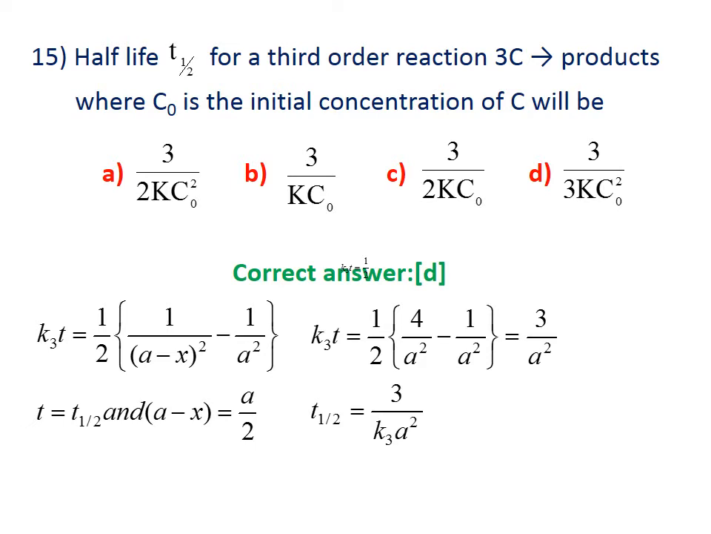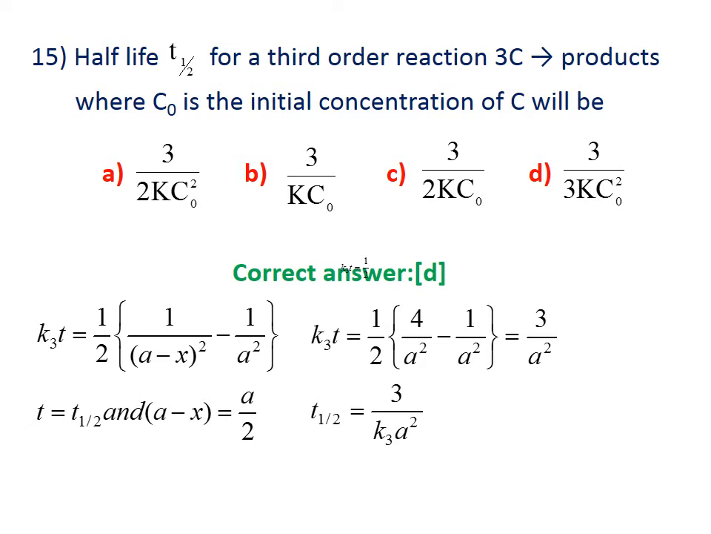The half-life T half for the third order reaction 3C gives product, where C0 is the initial concentration of C. Here we are going to calculate the half-life period for the third order reaction. You know very well the half-life period for the third order reaction is inversely proportional to the square of the initial concentration. Therefore the option is D, 3 divided by K C0 square. That is the correct answer.